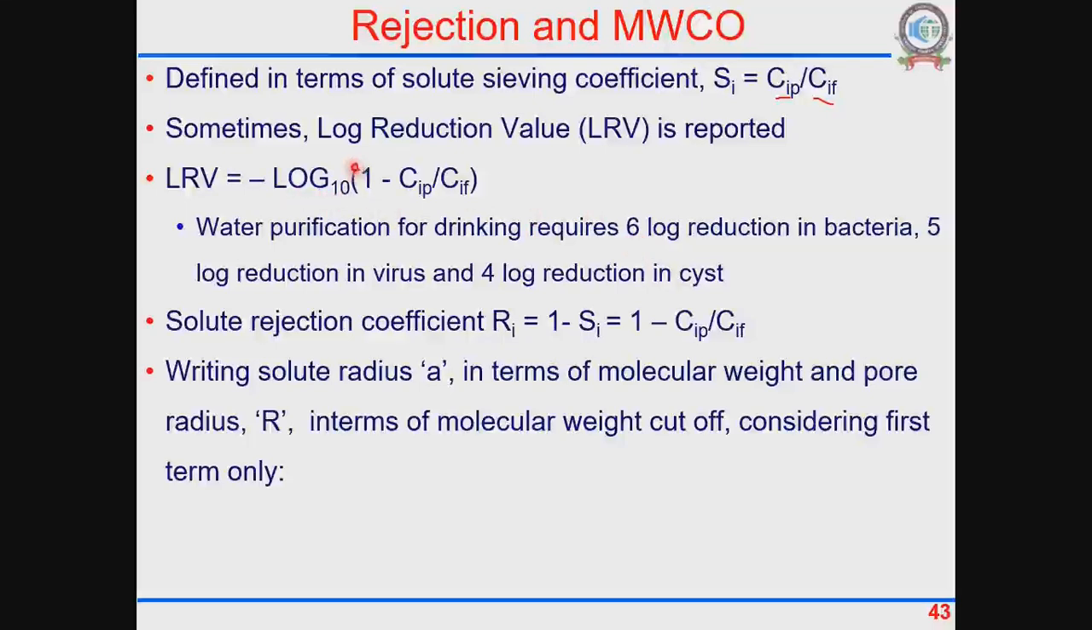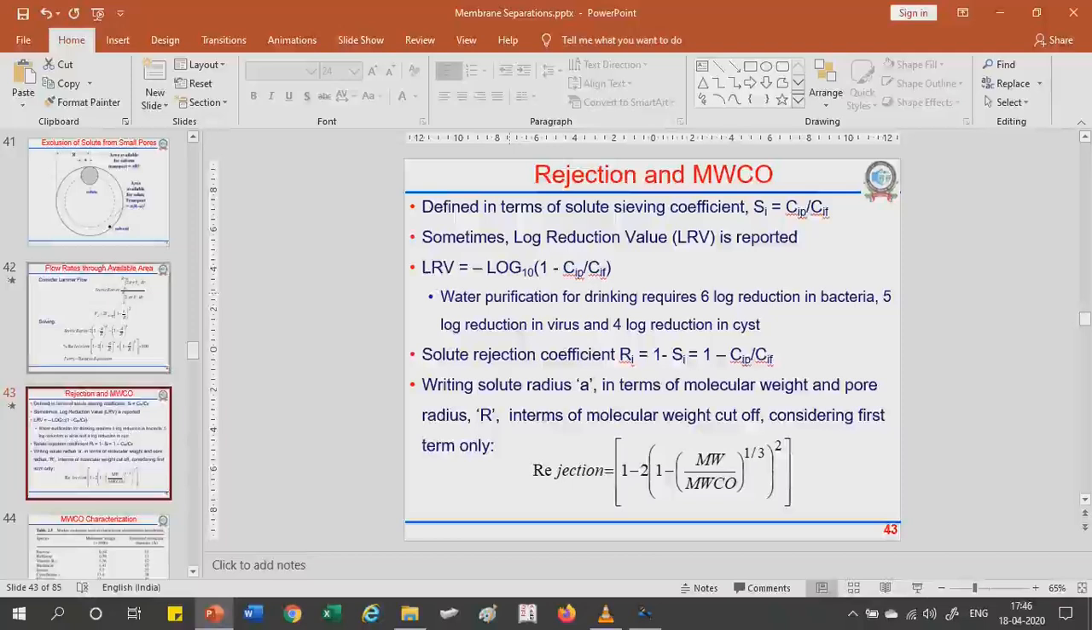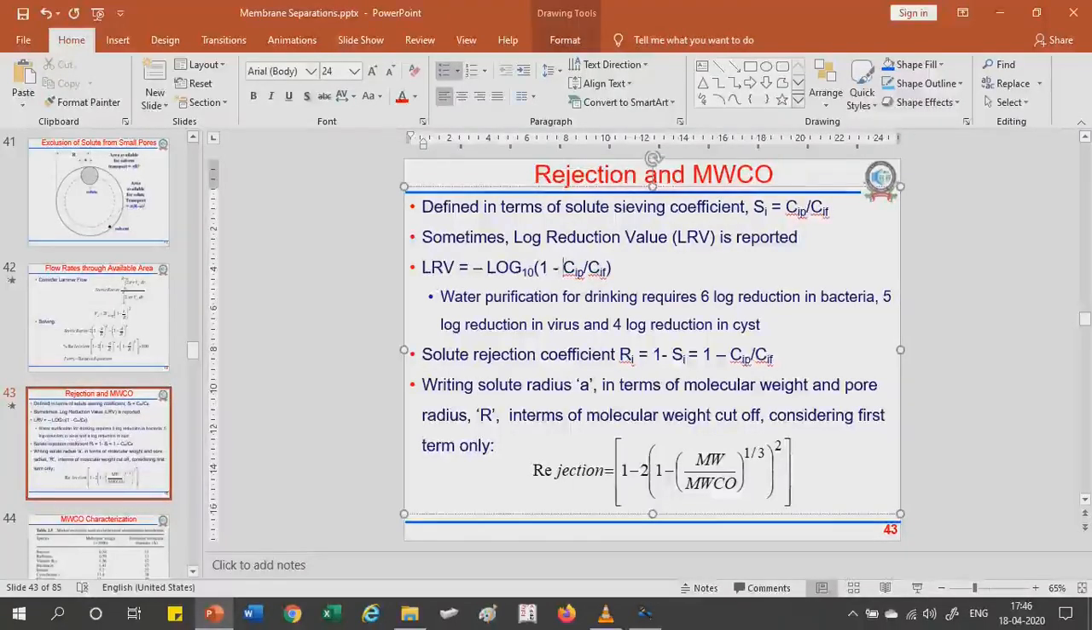We talk in terms of log to the base 10. So if I have 99% rejection, then this number would be 0.99 and log to the base 10 would become log 2. So we can think in terms of 99.99% reduction. Just a small correction, this is actually CIP divided by CIF, right?